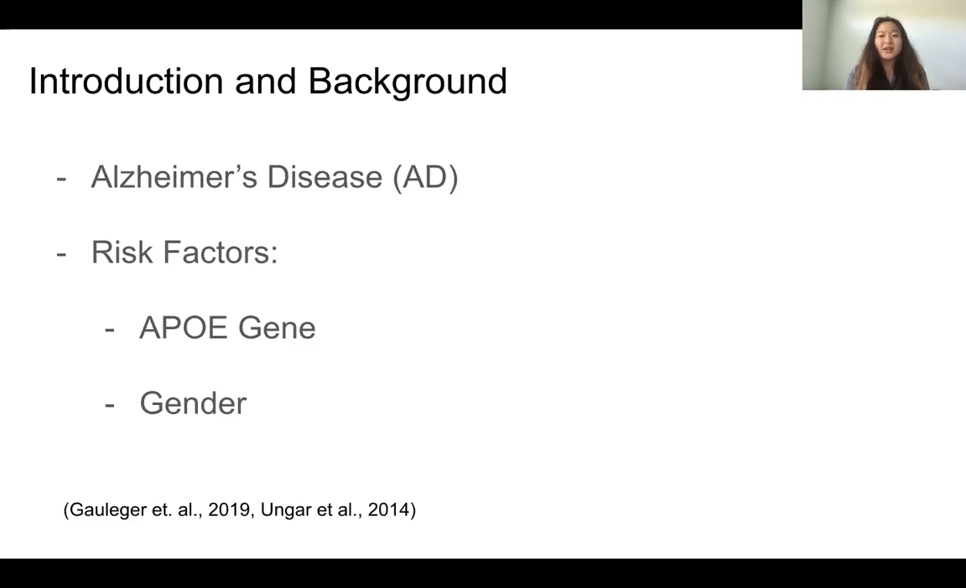But in any case, what we're seeing is that there are some major patterns in the development of Alzheimer's disease in different demographics of people. And that is something that I wanted to study in my project. The two major risk factors associated with Alzheimer's disease include the genotype risk factor and also the risk factor associated with gender.